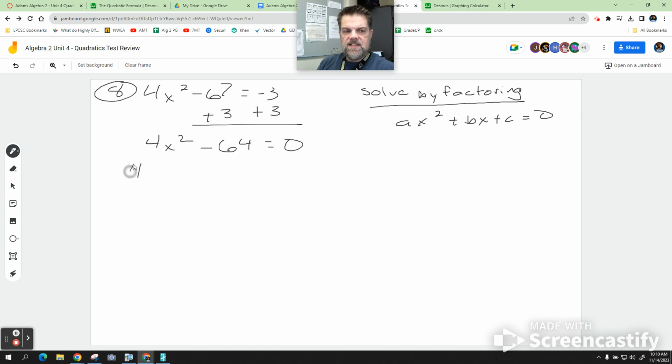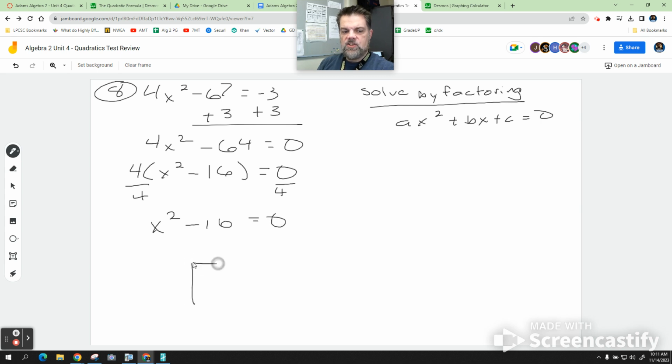Now I notice that I can factor out a 4, so this becomes 4 times the quantity x squared minus 16. If you don't know, 4 times 16 is actually equal to 64. Now, if I divide both sides by 4, 4 divided by 4 is 1. So 1 times x squared minus 16 is equal to 0 divided by 4, which is 0.